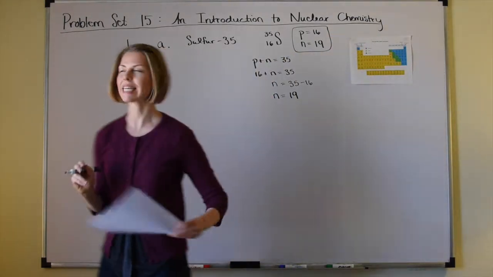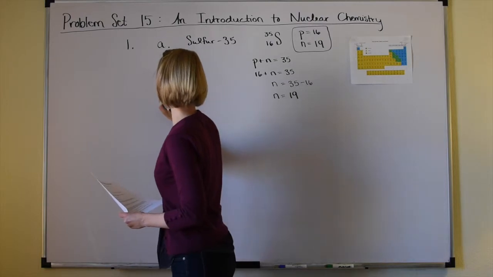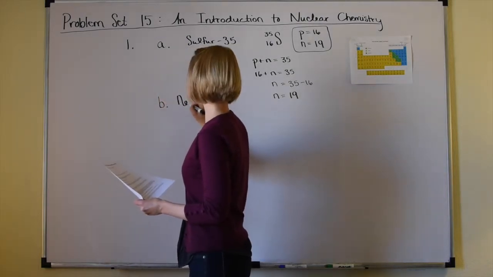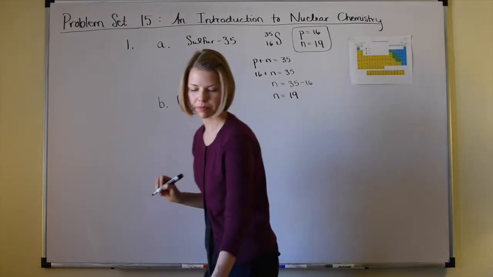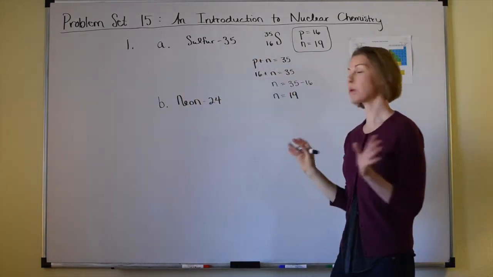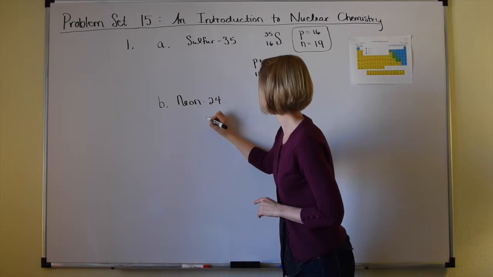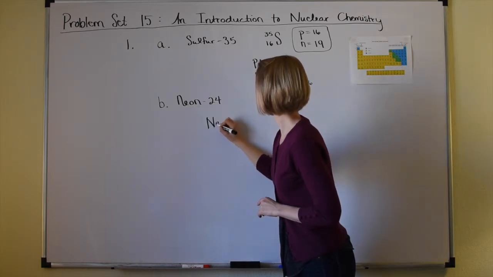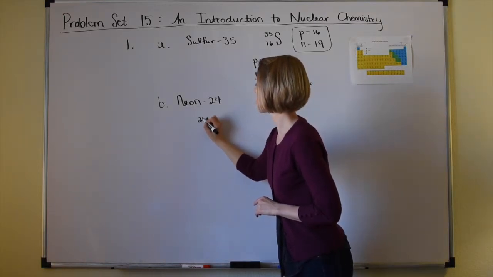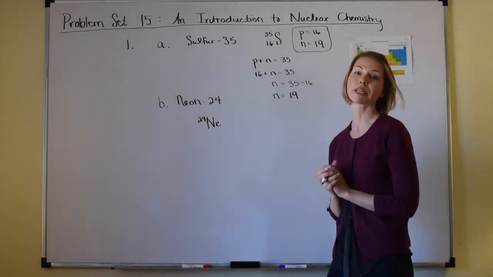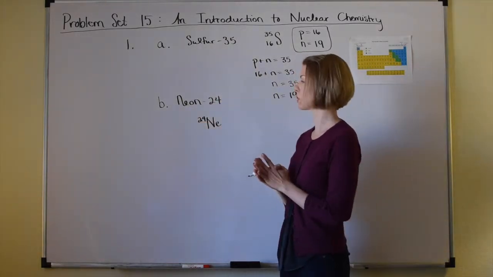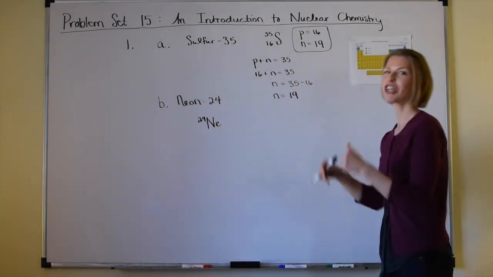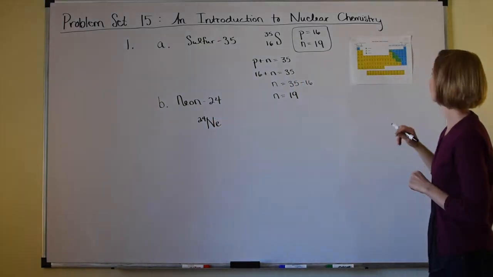Okay. B, neon-24. All right, so I'm going to do it the same way. I'm going to go ahead and convert this to a proper symbol with the mass number and the atomic number. So the mass number is 24. That's got to be given for the particular isotope in question. The atomic number you're always going to get from the periodic table.